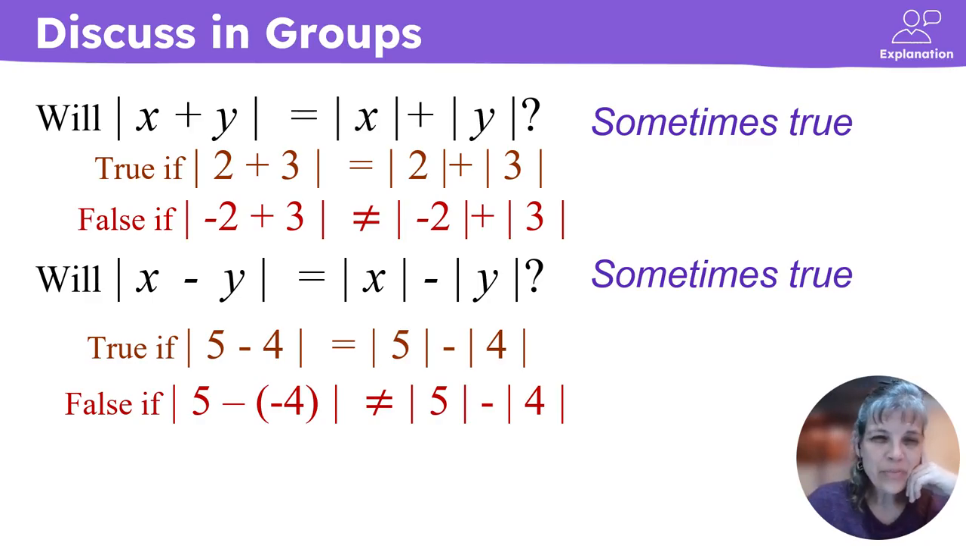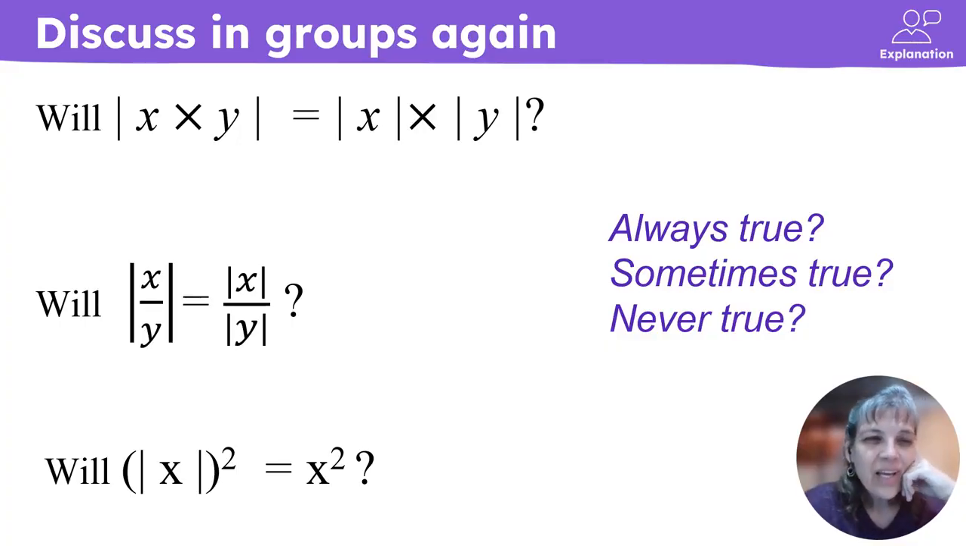Okay, stay in your same groups and discuss again. Here are three more situations to consider. What about if you do multiplication? x times y in a modulus, is that equal to modulus x times modulus y? Or if you have x divided by y all in a modulus, is that equal to the modulus of x divided by the modulus of y? Or if you have the modulus of x in a bracket and you square it, is that just equal to x squared or not?